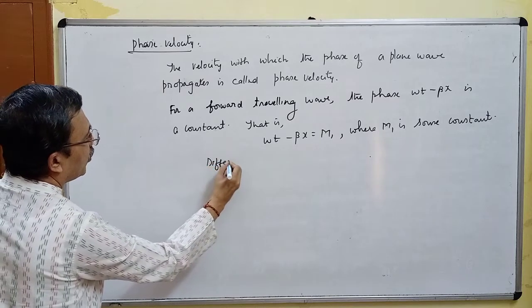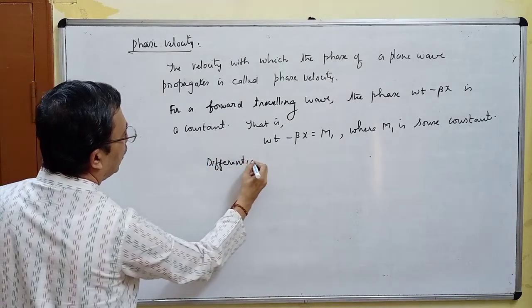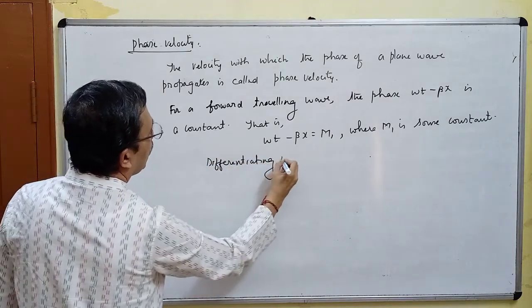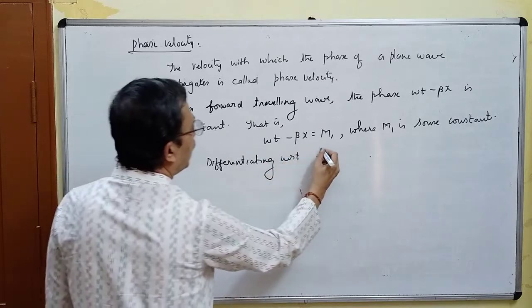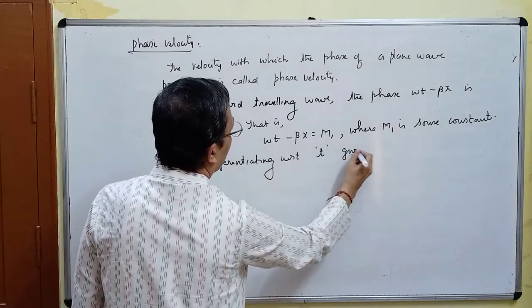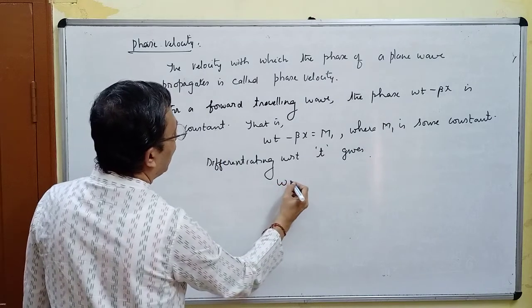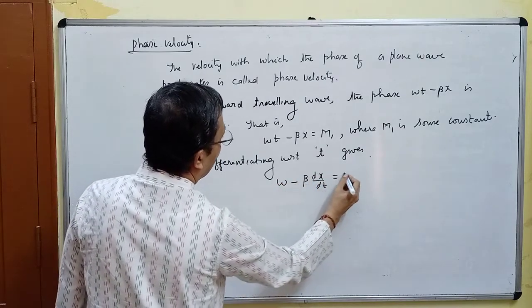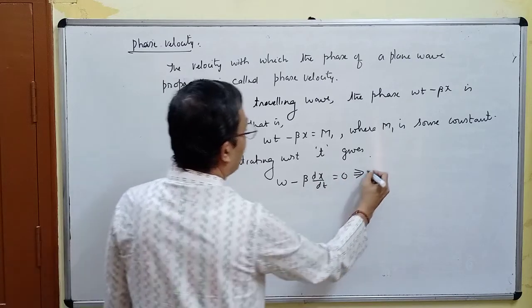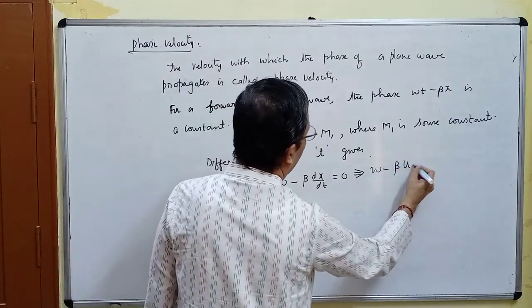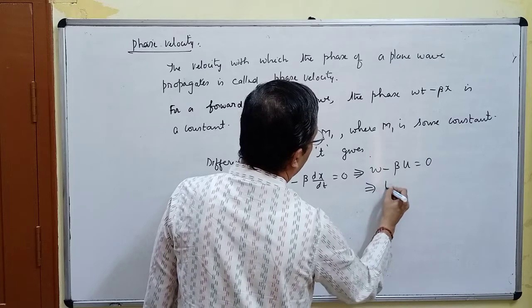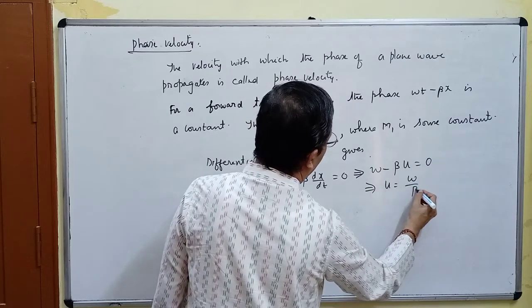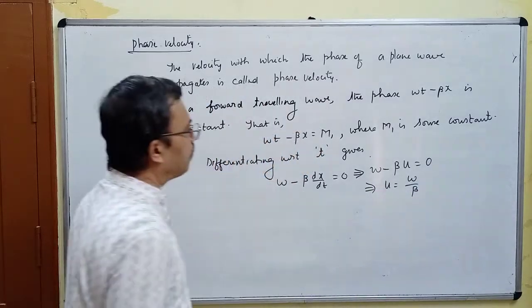Differentiating, this is the phase, differentiating with respect to t gives omega minus beta into dx by dt is equal to 0. This implies omega minus beta into u is equal to 0. This implies u is equal to omega by beta.